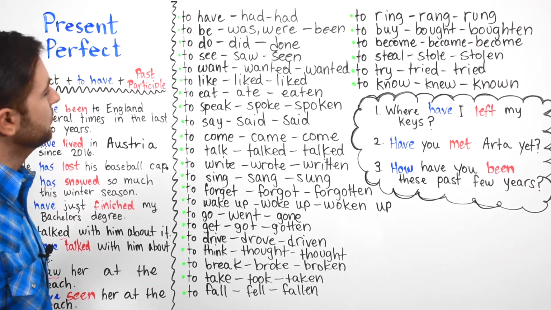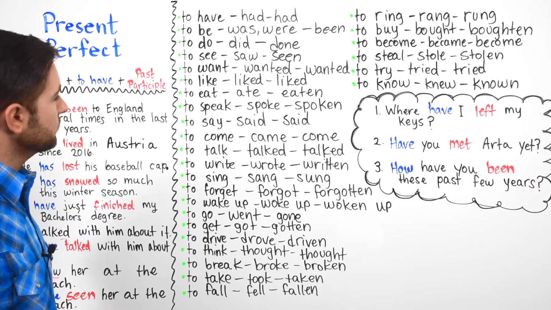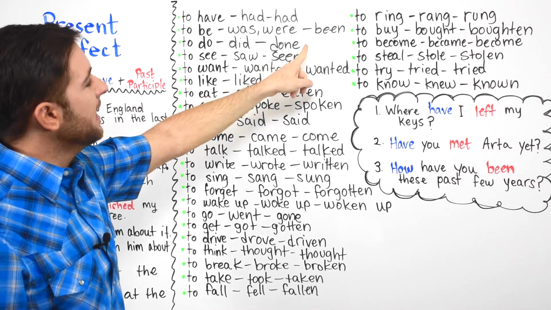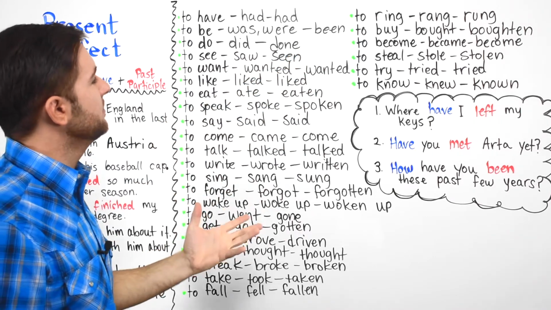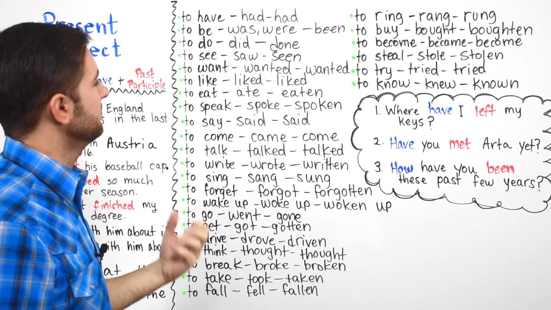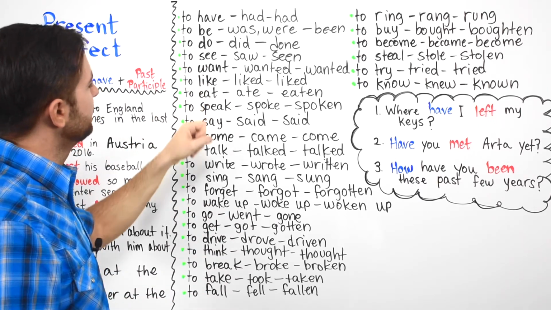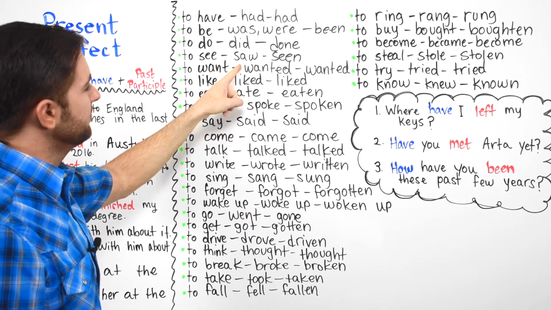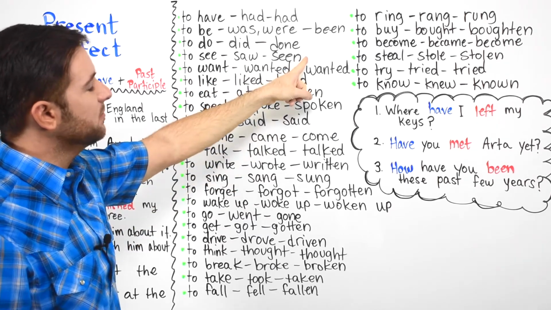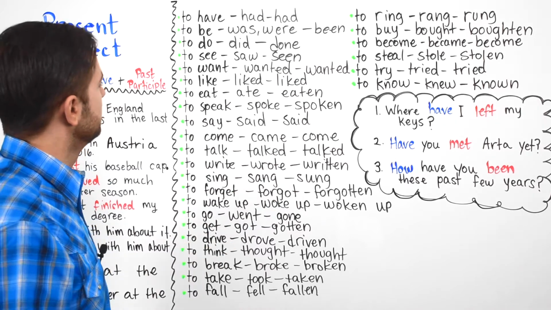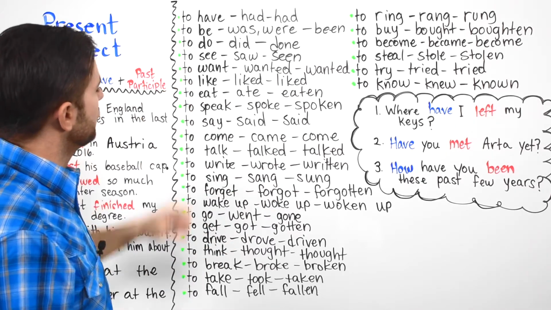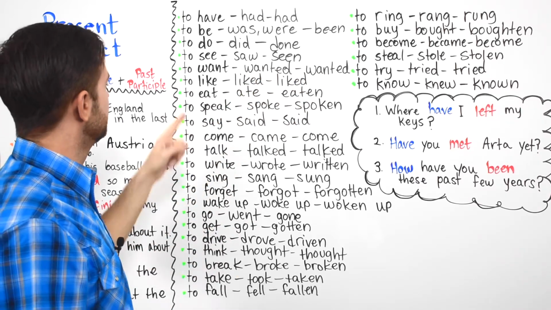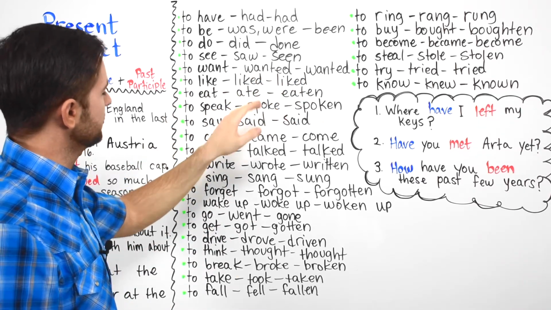Next we have to do, did, done. So for example, yesterday I did my homework. Okay, I have done so many homework assignments over the summer. Next we have to see, saw, seen. Yesterday I saw the new movie. I have seen that movie 5 times. And then we have the verb to want, wanted, wanted. So you can see these ones are the same. To like, liked, liked, also the same.